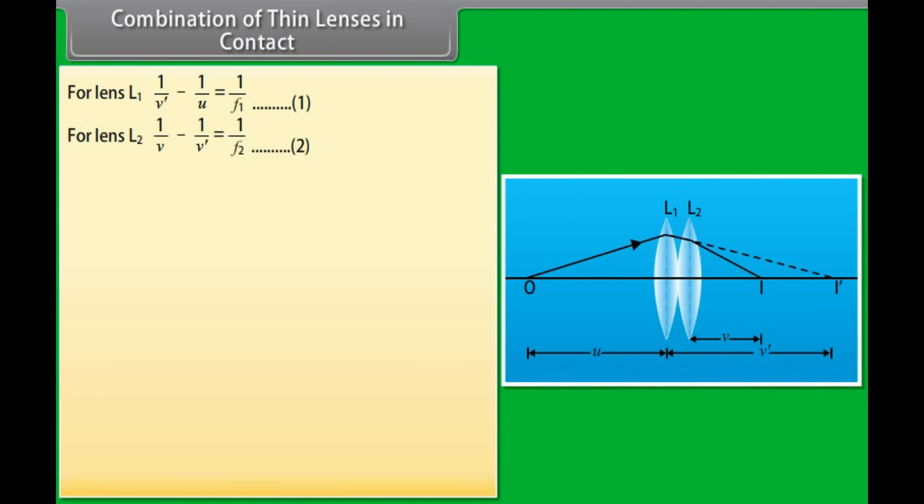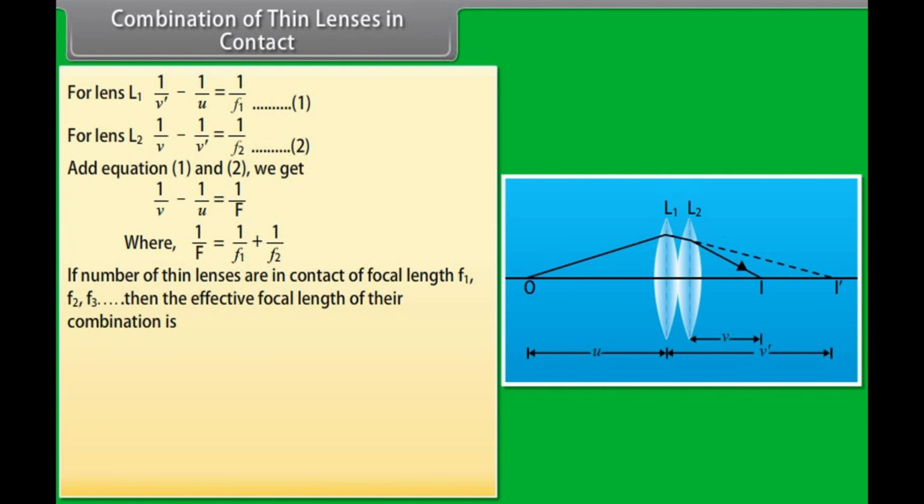For lens 2, 1/v minus 1/v' is equal to 1/f2. Name it as equation 2. Add equations 1 and 2 and we get 1/v minus 1/u is equal to 1/f, where 1/f is equal to 1/f1 plus 1/f2.